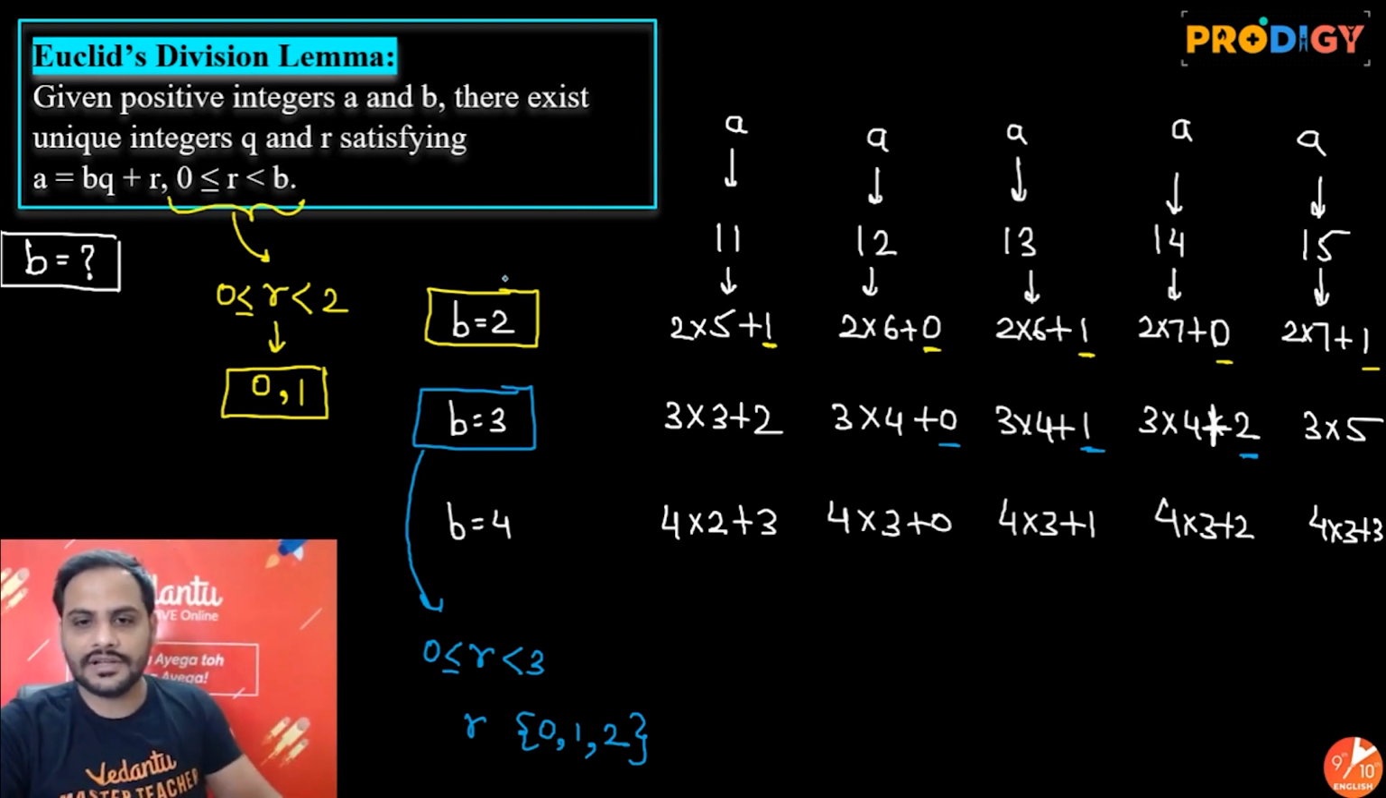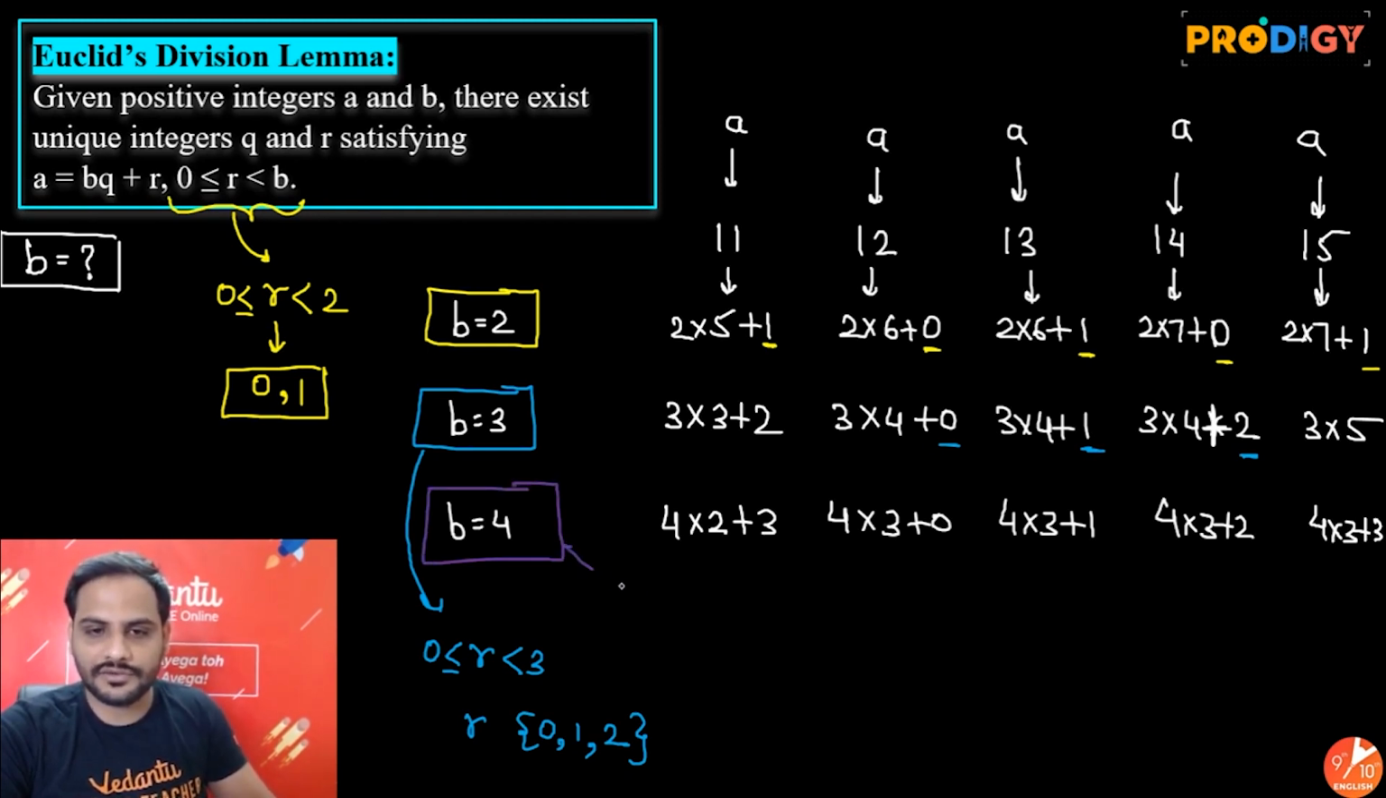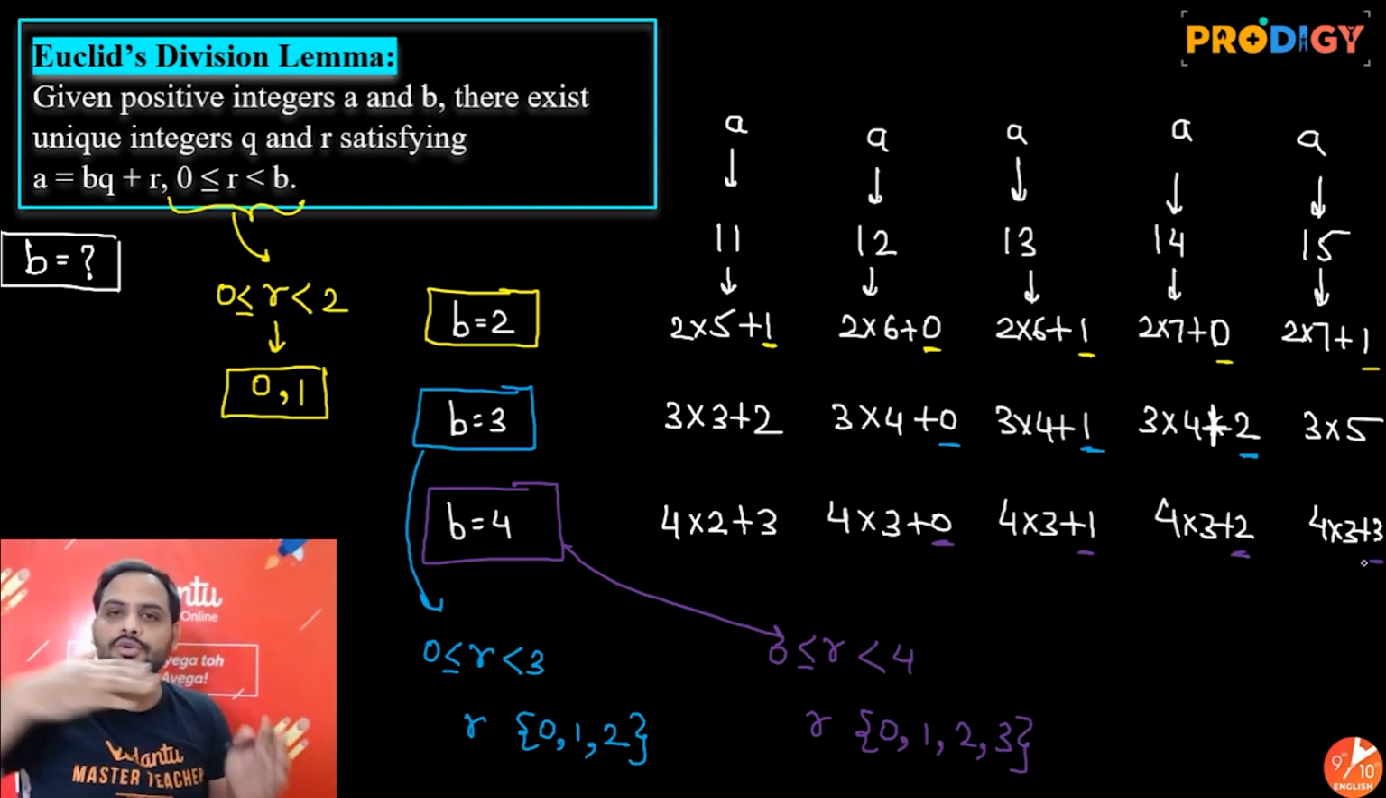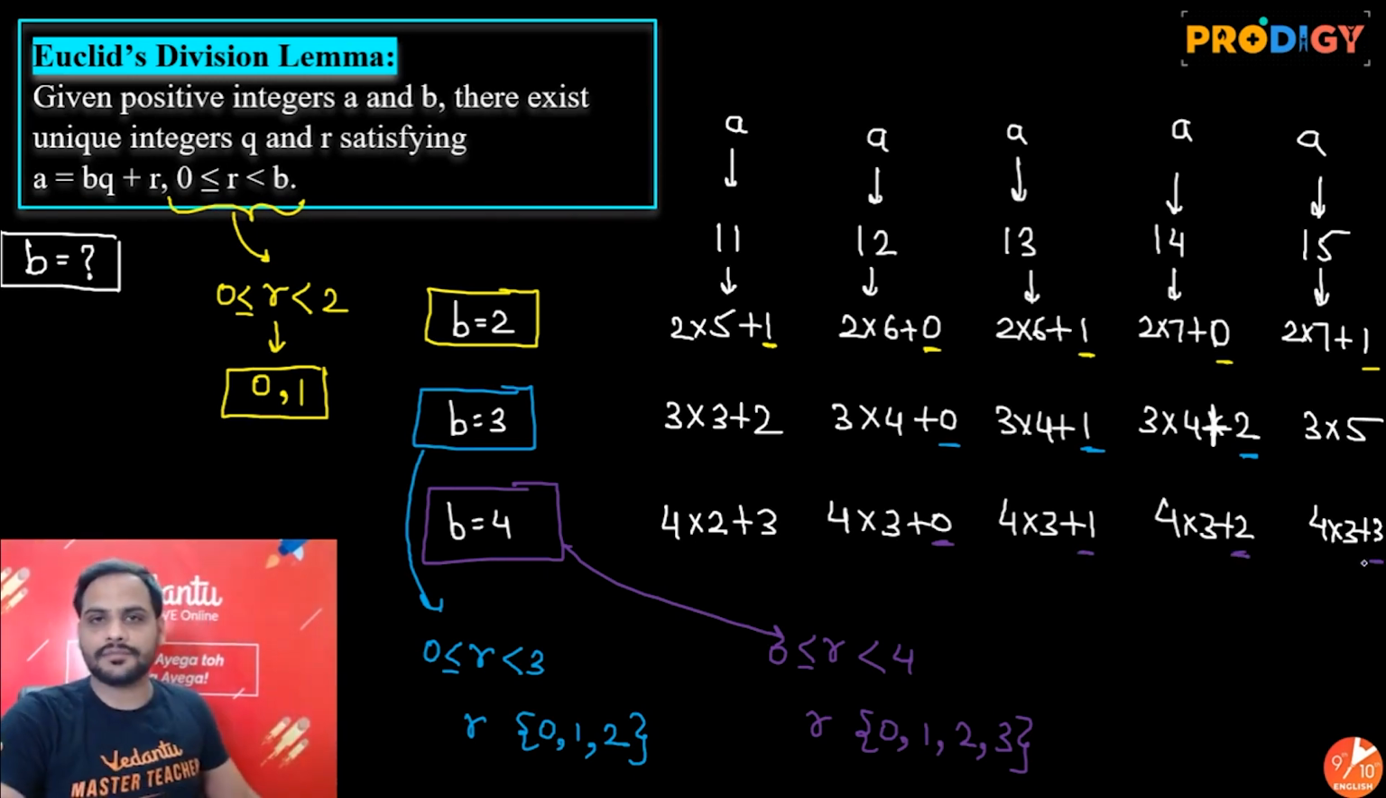Then let's talk about when the divisor we have chosen is 4. When the divisor is 4, the values of remainder will be greater than or equal to 0 but less than 4. So the remainder can be 0, 1, 2, 3, but not 4, it should be less than 4. Here you can see 0, 1, 2, 3, again 0, 1, 2, 3, and this will keep on happening.